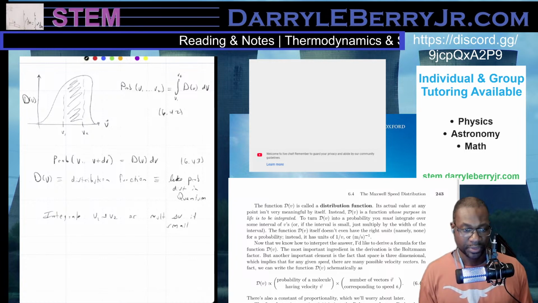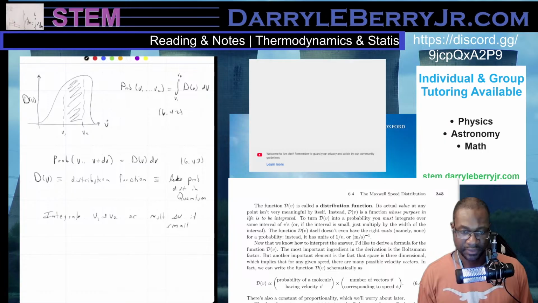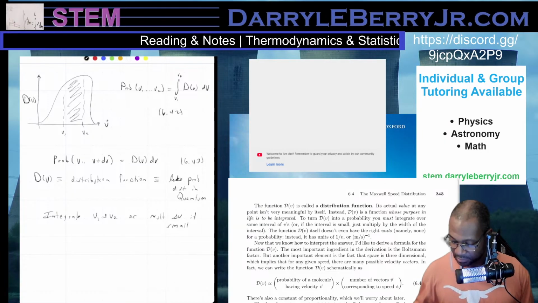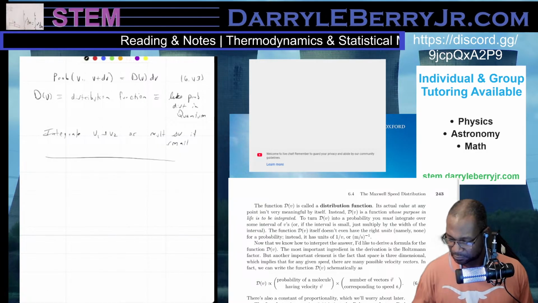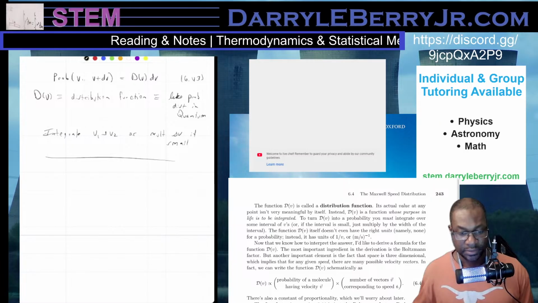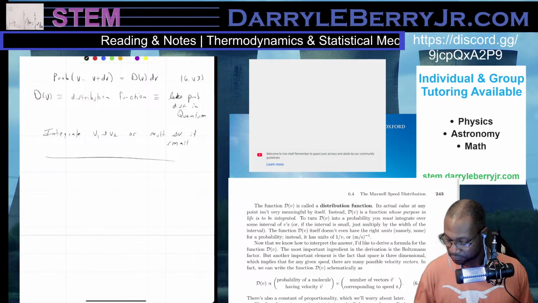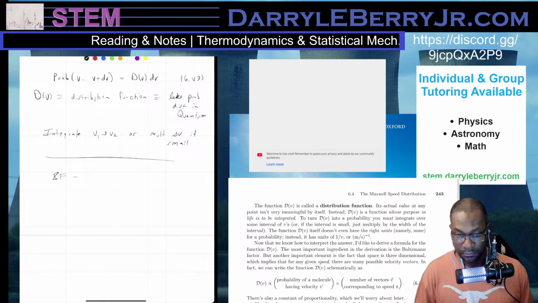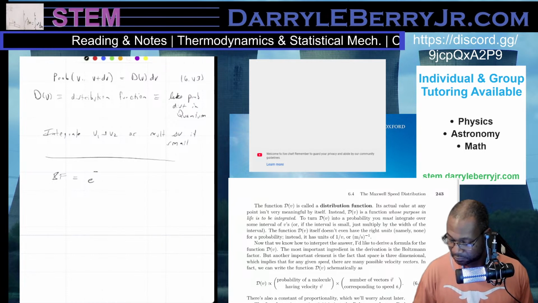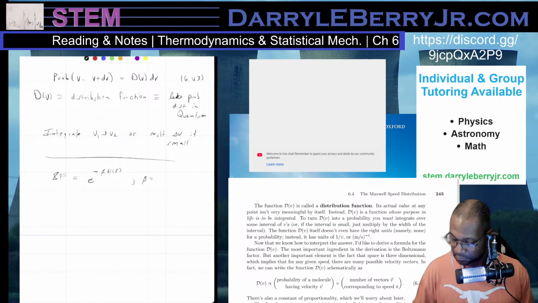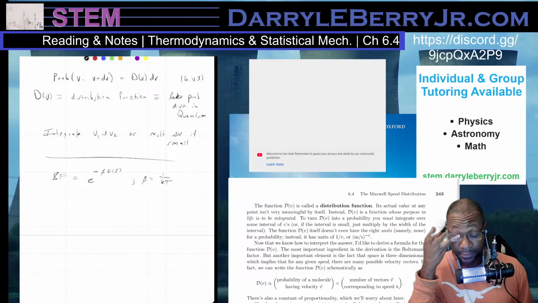Now that we know how to interpret the answer, I'd like to derive a formula for the function D(v). The most important ingredient is the Boltzmann factor. Let me remind myself what the Boltzmann factor is. Here it is. Right, we have that.